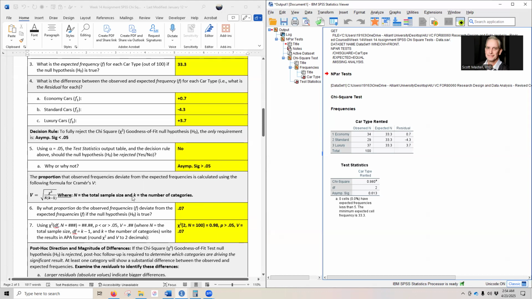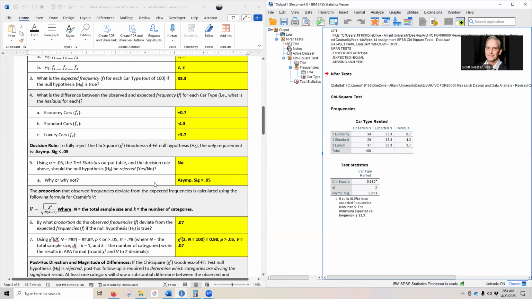Using the test statistics output table, this one right here, and the decision rule above, should the null hypothesis be rejected? Well, there's our sig right there. It is definitely not less than 0.05, so we are not rejecting anything. The only requirement is that sig is less than 0.05, and no, it's not. So no. Why not? Sig, that's what they call it, asymptotic is what it means if you care, is greater than 0.05.